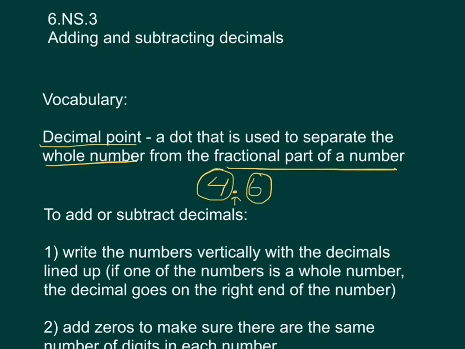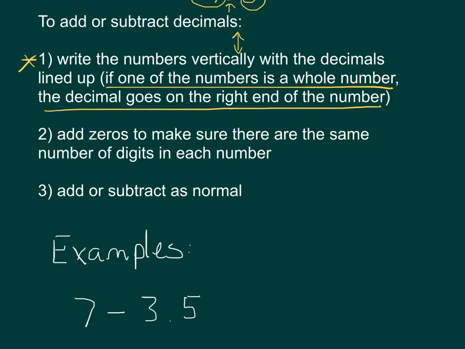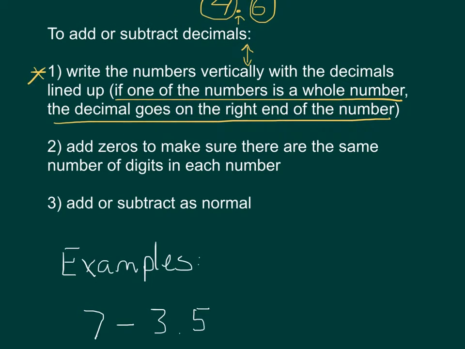Okay, so if you're going to add or subtract decimals, the first thing you need to do is write the numbers vertically with the decimals lined up. Okay, vertically means up and down. So if one of the numbers is a whole number, the decimal goes on the right end of the number. So all numbers can have decimals, even whole numbers, even numbers that don't have one written. Okay, and you'll see what I mean when we get there. Number 2, add zeros to make sure there are the same number of digits in each number. And number 3, add or subtract as normal.